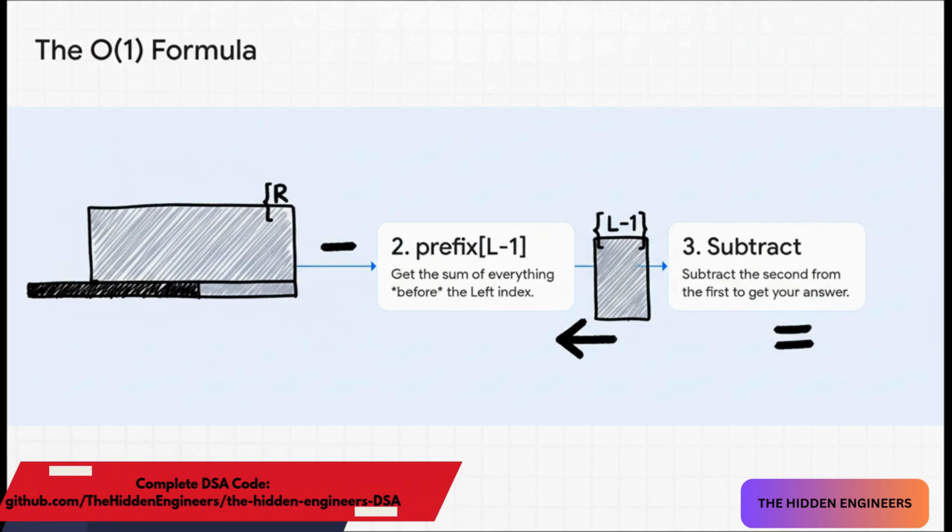You grab the pre-calculated sum all the way up to r, which is just prefix r. Then you grab the pre-calculated sum of everything before your starting point, which is prefix l-1, and you just subtract them. One number minus another number, one subtraction. That's it. You've got your answer.